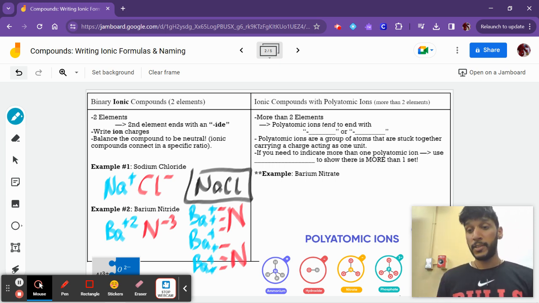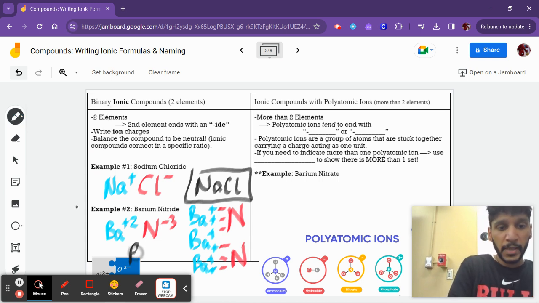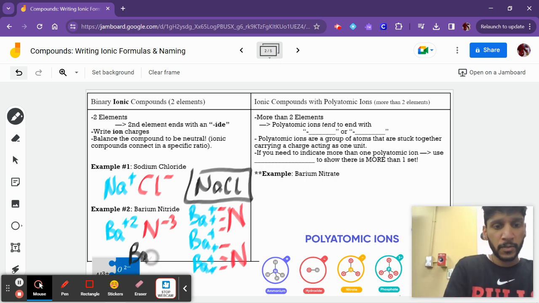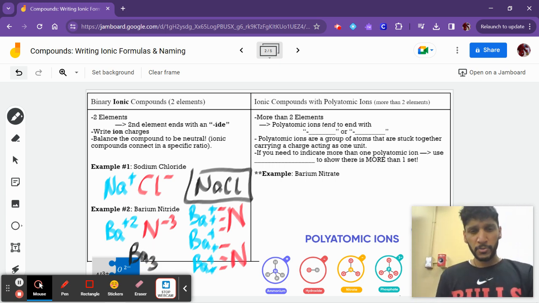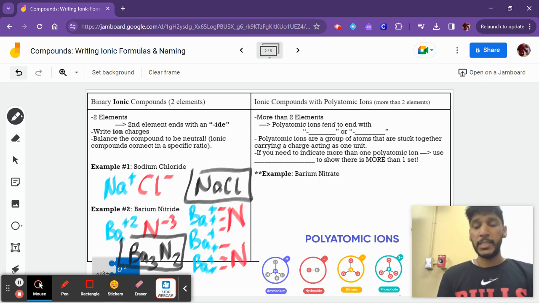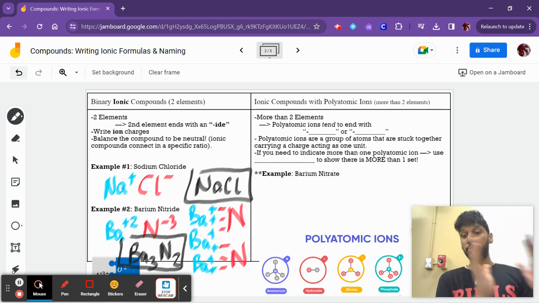So for this one, writing out the ionic compound formula for it, it's not going to be a 1-to-1 like last time. Ba, how many barium ions did we use? 1, 2, 3. And how many nitrogen ions did we use? 1, 2. So we're going to put N2. So this ionic formula is Ba3N2 for barium nitride. All right, cool. So that's when we have two elements.